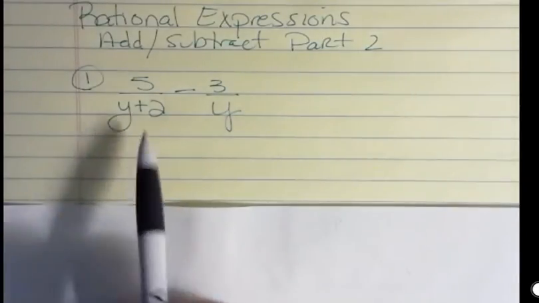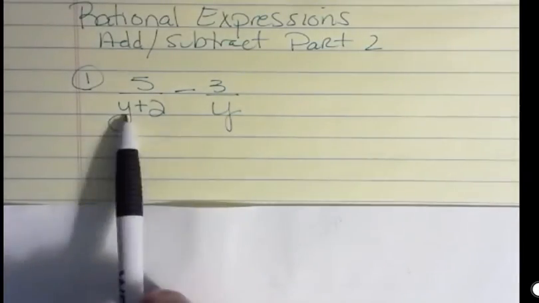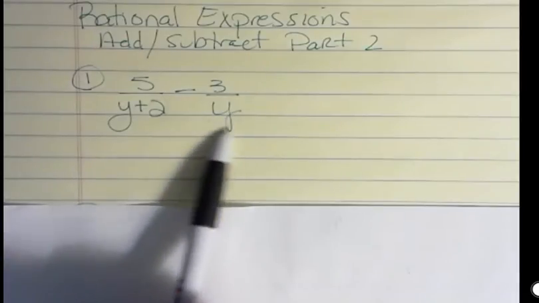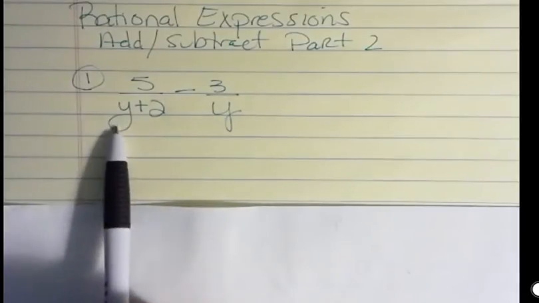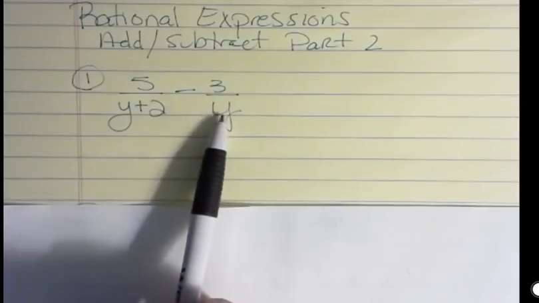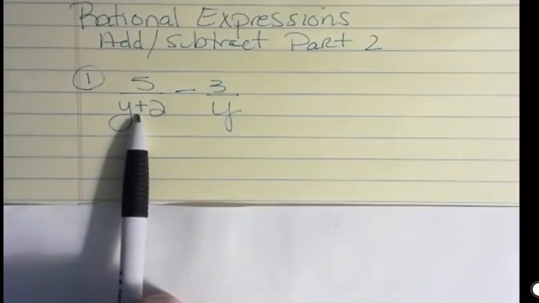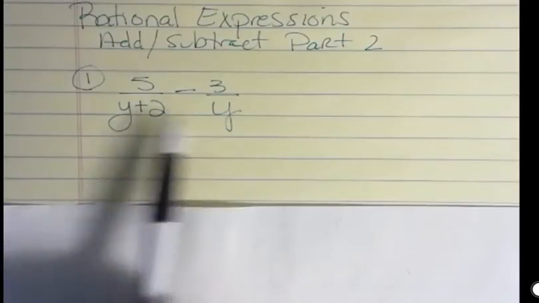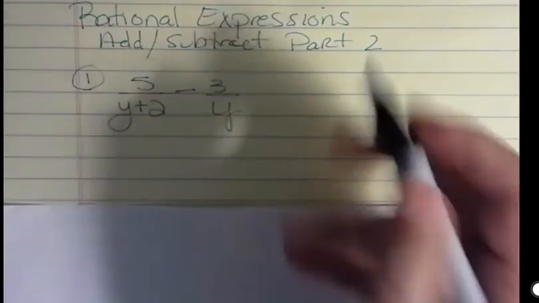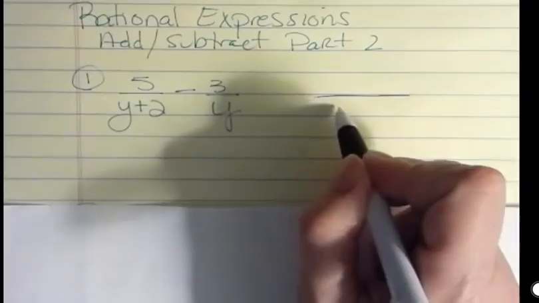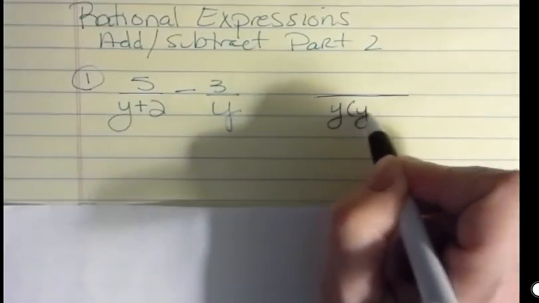The LCD is going to represent both of these. This standalone y is very different than the y plus 2. Let's say that this turned out to be 5, this would be 7. Those are just two distinctly different numbers. So all I can do to find the LCD is multiply those together. So my new denominator is going to be y times y plus 2.